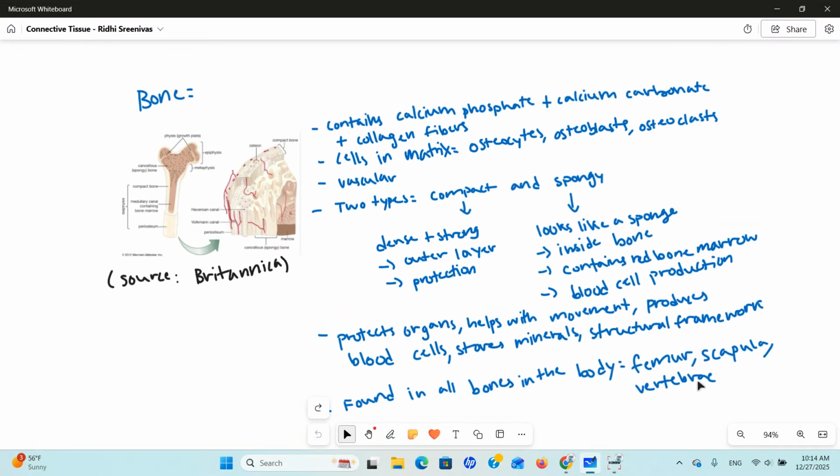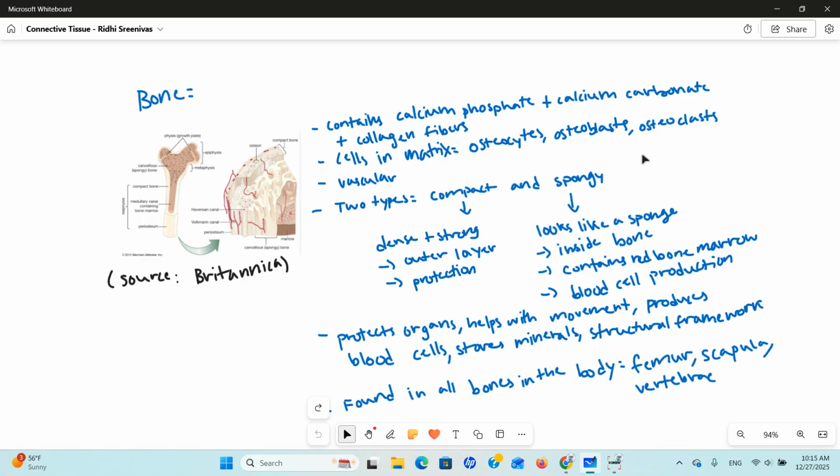Finally, we're going to look at bone, which has a matrix that consists primarily of calcium phosphate, which gives bone its rigidness, with some calcium carbonate as well, and collagen fibers. These collagen fibers give the bone its somewhat flexible properties while still being strong. Its matrix also contains cells called osteocytes, osteoblasts, and osteoclasts. Osteocytes are the main bone cells that maintain the environment. Osteoblasts build bone, and osteoclasts break down bone.